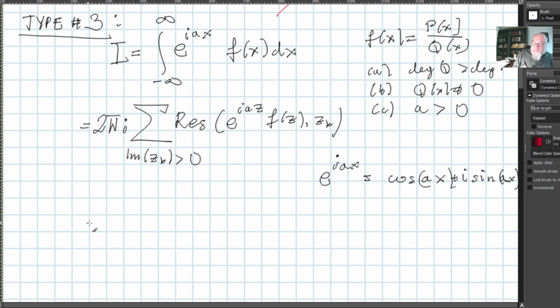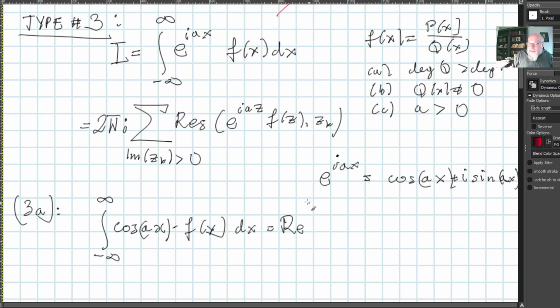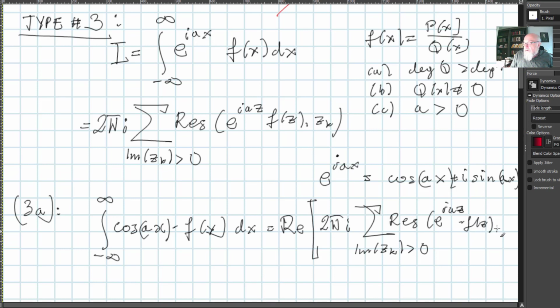Then of course the integral can be split into two integrals, and immediately from this formula we get the formula, call this 3a, that under the same assumption this integral from minus infinity to infinity of cosine ax times f of x dx will be equal to the real part of 2 pi i times the sum over imaginary part of z_k larger than 0 of the residue, again the same as above, of e^(iaz) times f of z at z_k.